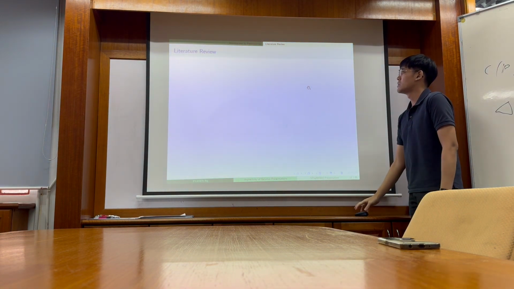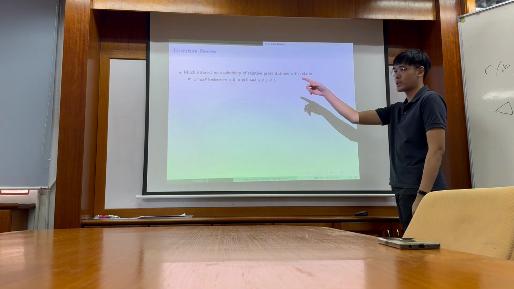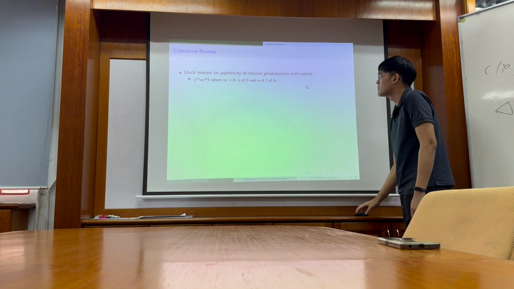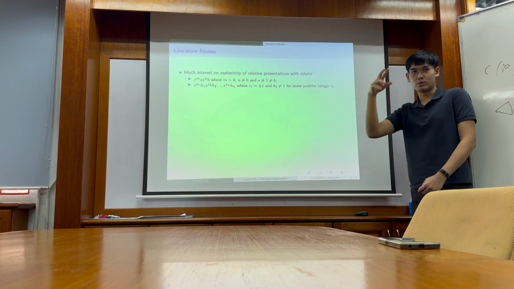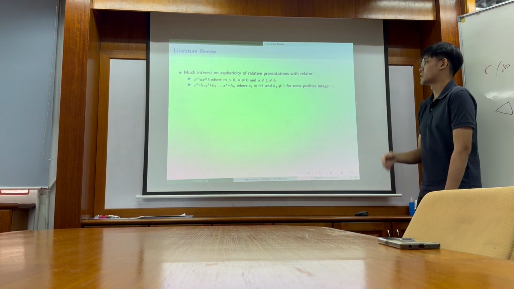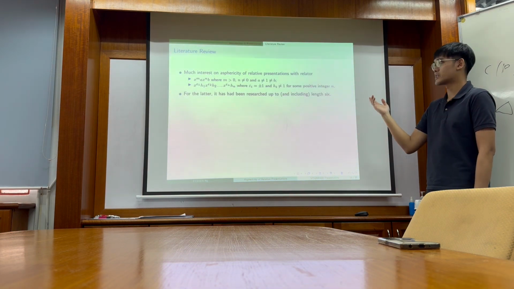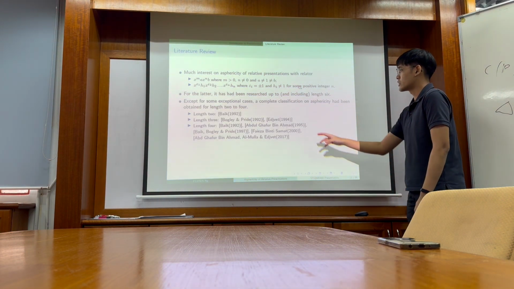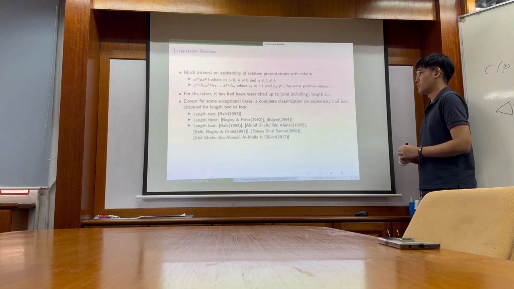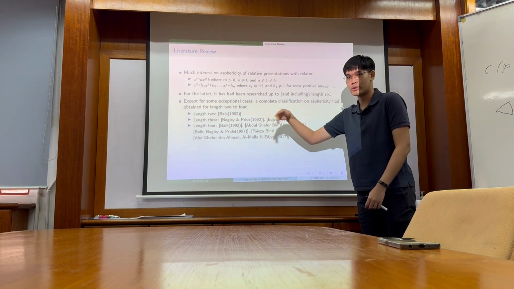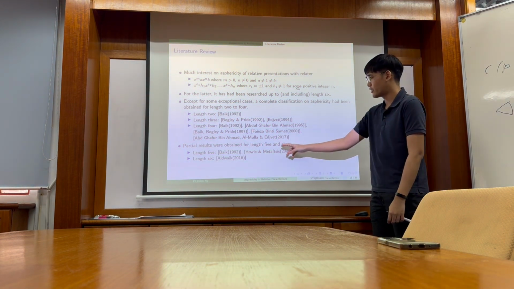And literature review. There has been much interest in relative presentations with relator of free product length 4, and also of this form. We will focus on number 2 because number 2 is related to our research. So it has been researched up to and including length 6. So for length 2 to length 4, we have a complete classification of the results, and we note that the results for length 2 are trivial, and we only have partial results for length 5 and length 6.